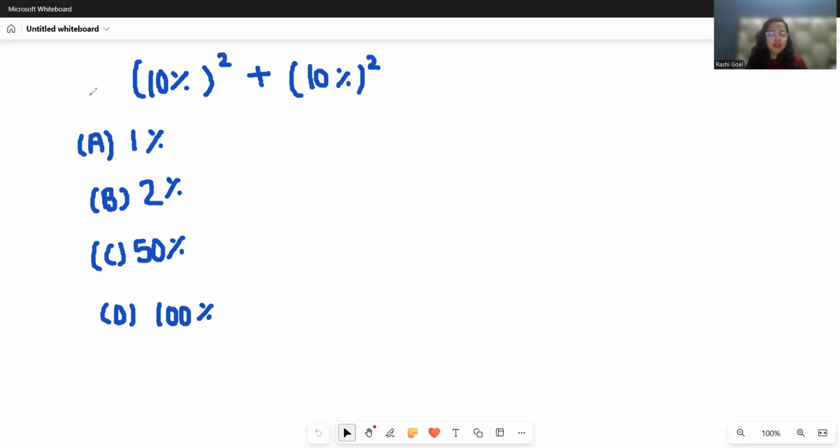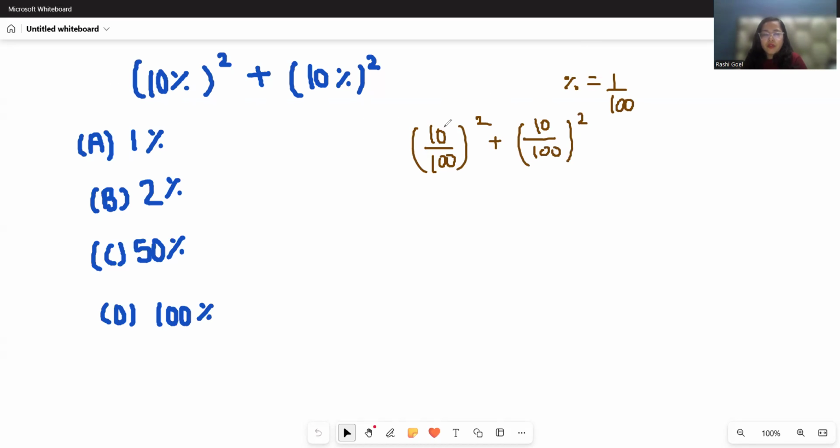So take a good look at the resolution of this. Percentage means 1 by 100. So you can replace the % symbol with 1 by 100, or in place of 1 by 100, you can write the % symbol. So 10% is 10 by 100 square plus 10 by 100 square, which will cancel out. So 1 by 10 square plus 1 by 10 square. So it becomes 1 by 100 plus 1 by 100.